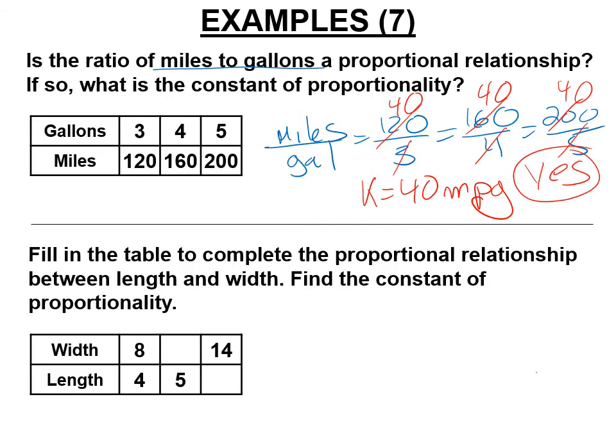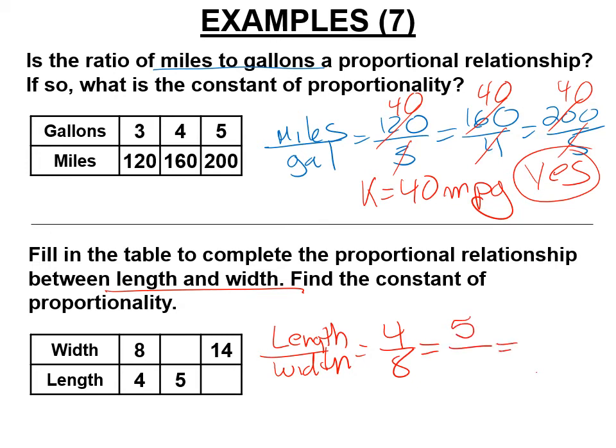All right, so now we're going to do it. It says length to width. So we have to put length up top, width on the bottom. So 4 to 8 equals 5 to blank equals blank to 14. Ooh, all right, so 4/8 simplifies to 1/2. So then 5 must go with 10, 5/10.